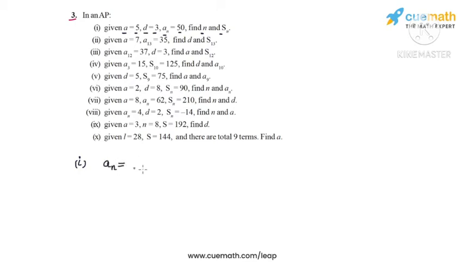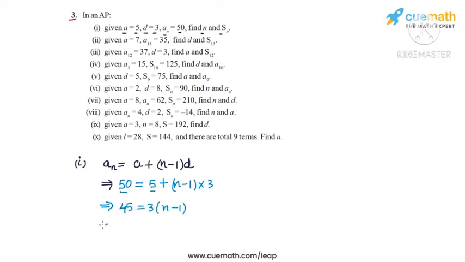So An is equal to the first term a plus n minus 1 times d. So let's plug in the values. So An is 50, the nth term is 50, the first term is 5, and then we have n minus 1 into d, which is 3. d is also given to us. So from here we get 50 minus 5, so that's 45, is equal to 3 times n minus 1, and from here we get n minus 1 is 45 by 3, that's 15, or n is equal to 16.